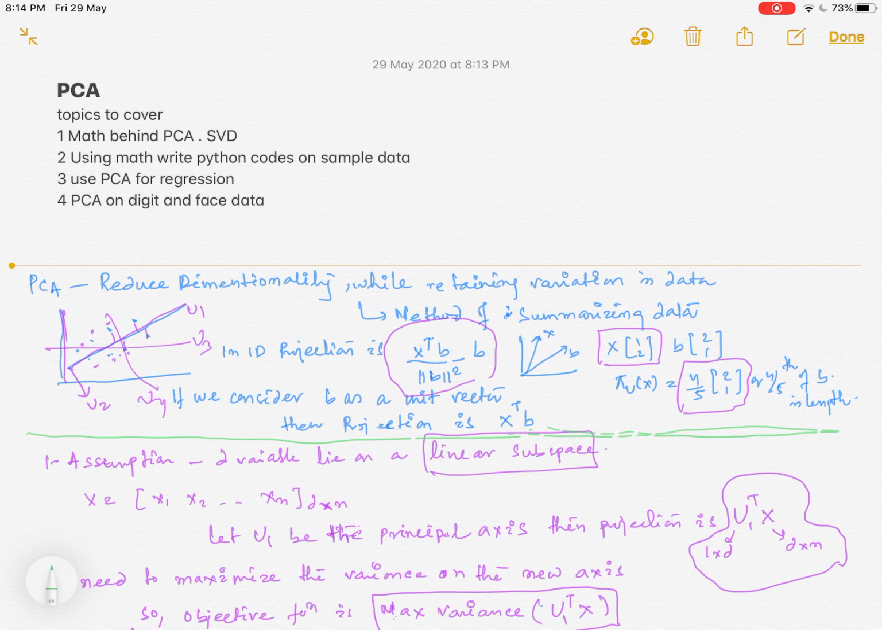So what is PCA? PCA reduces dimensionality while retaining the variation in the data. In layman's terms, it is a method of summarizing the data. So what does it mean? Say we have a 2D space and there are plenty of data points available. Can we find a 1D subspace, that is a line, where we can project these points and at the same time retain the variation? Variation in the sense of retaining most of the information that is there in the data.